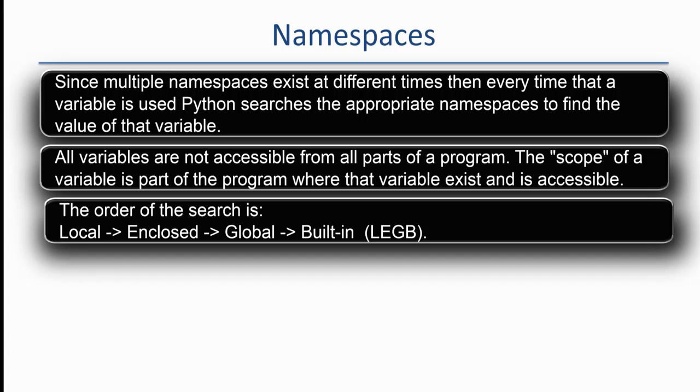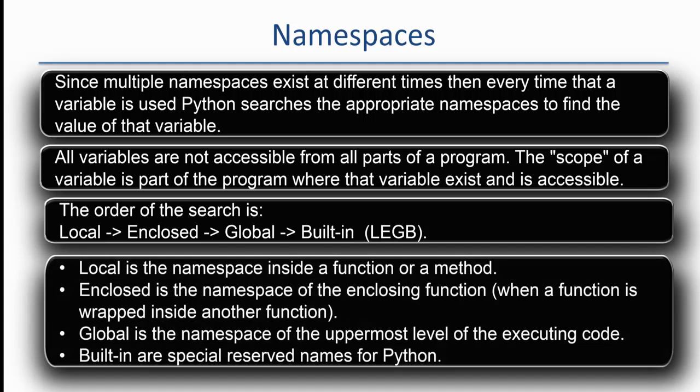Local is the namespace inside a function or a method. So as long as you are inside a function, any variable which is defined inside that function is local to that function. Enclosed is the namespace of the enclosing function. Global is the namespace of the uppermost level of the executing code, or actually the namespace for the main program. And built-in are special reserved names for Python.